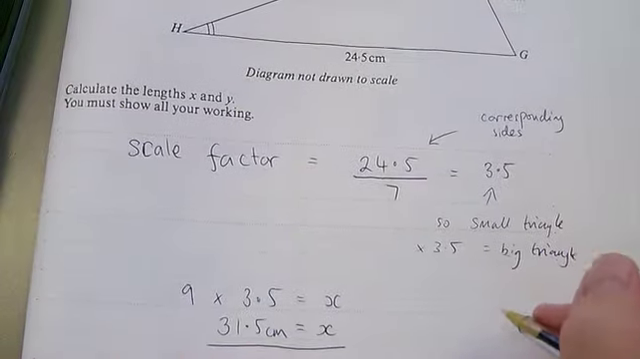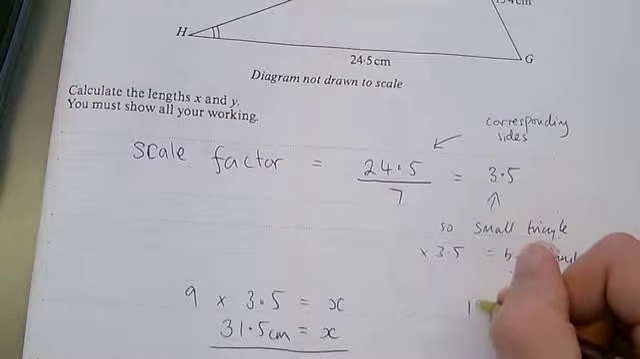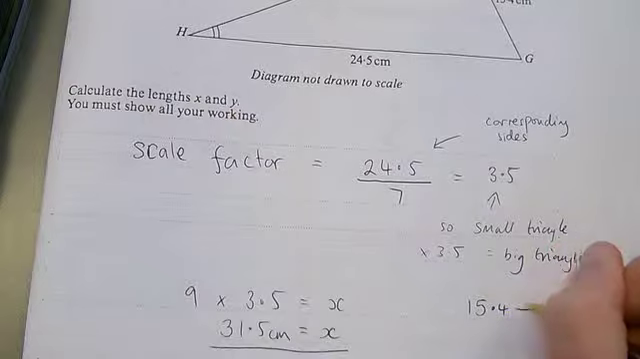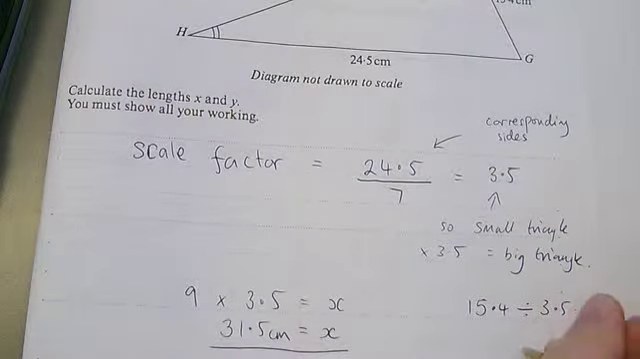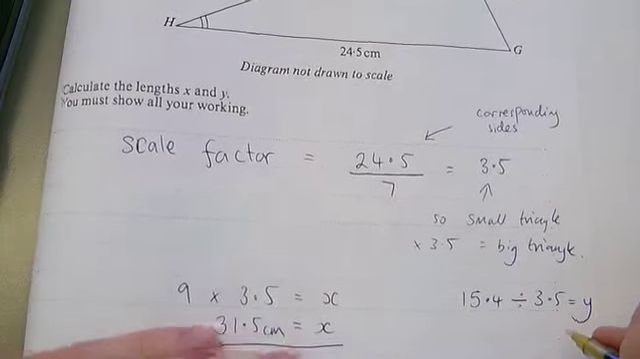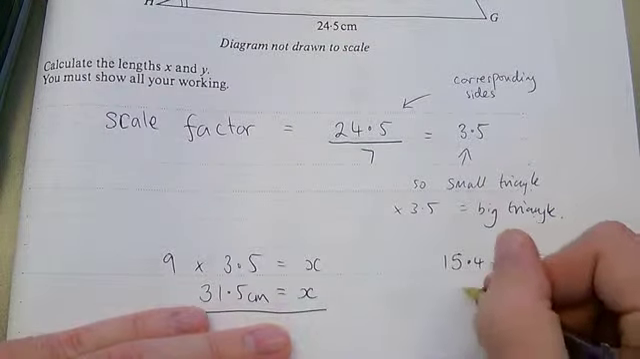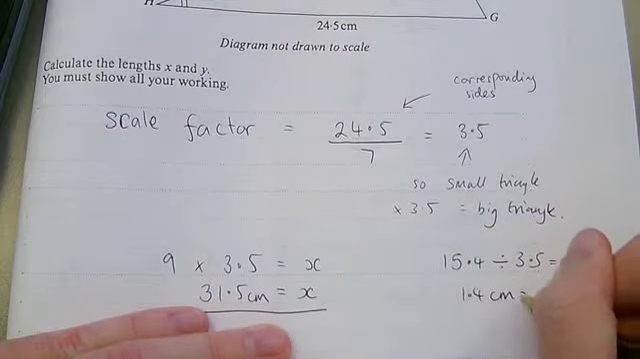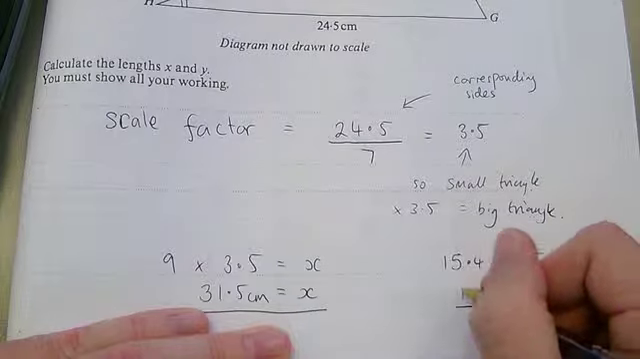And then to find out y, it's going to be 15.4 divided by 3.5 is equal to y. Any help? 1.4. Again, centimetres equals y. How much? 4.4. There you go.